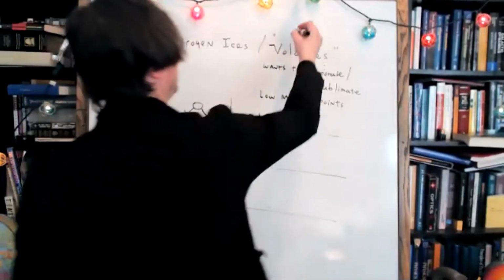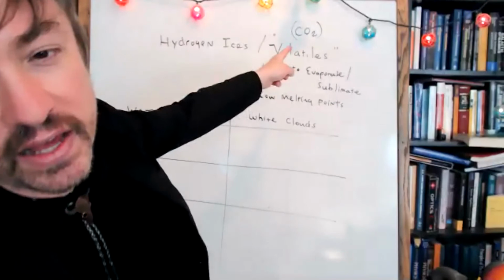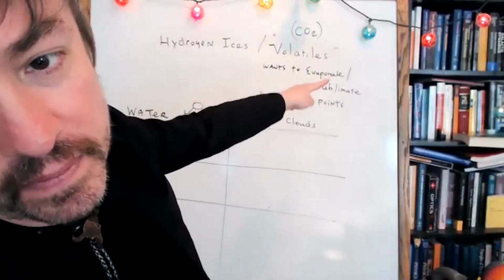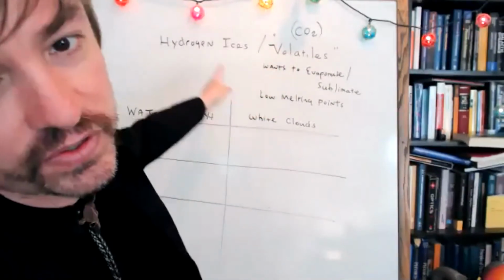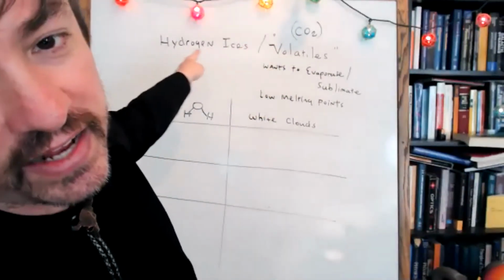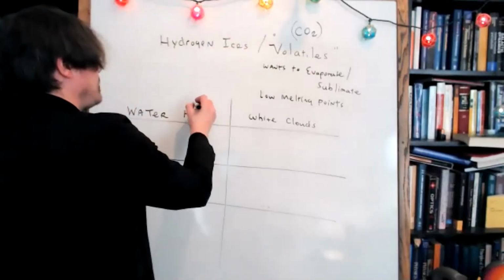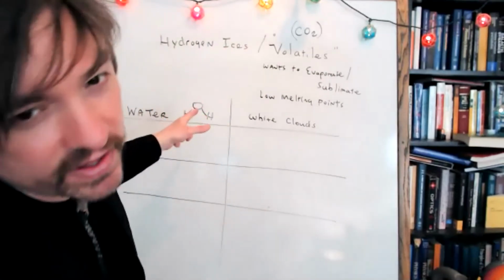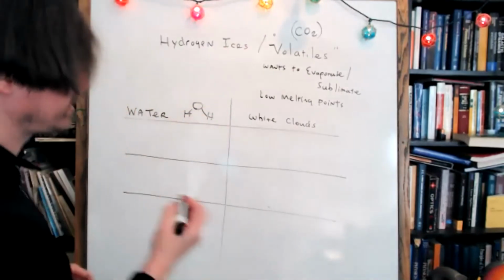Carbon dioxide is considered a volatile because it quickly goes from ice to gas at low temperatures, even like Earth-based temperatures. But CO2 is technically not a hydrogen ice. What hydrogen ices have in common is they have a popular atom like oxygen or nitrogen or carbon, and they have hydrogen stuck to them.